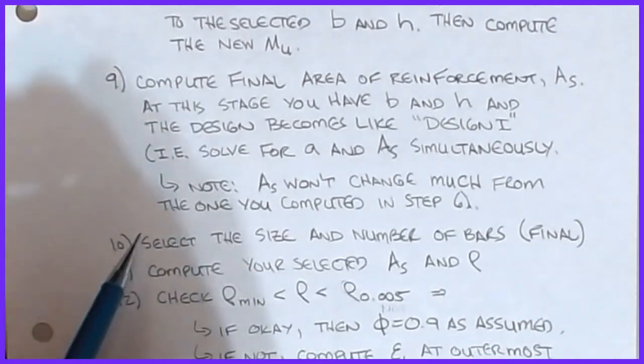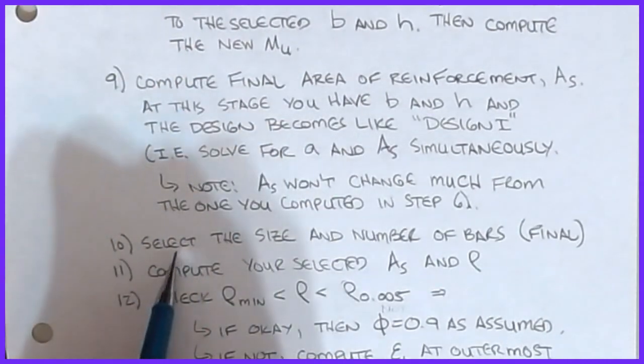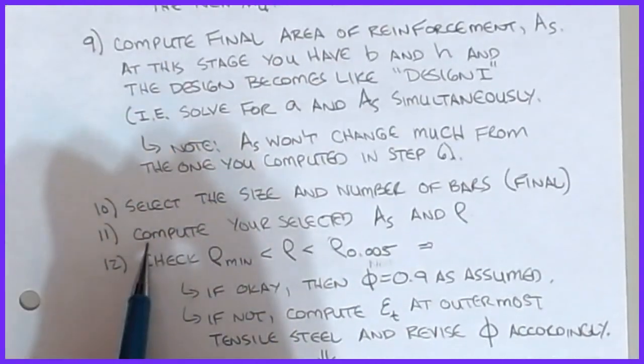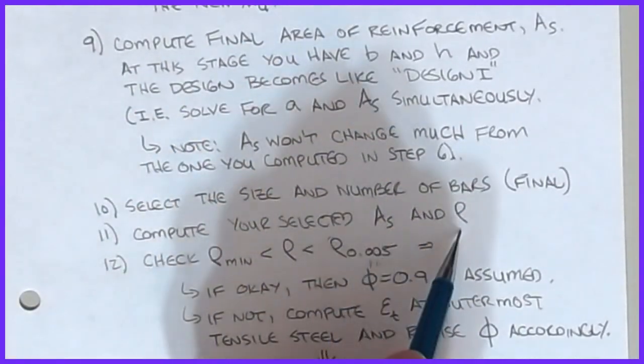Once I've got that final AS, then I can select the size and the number of bars. This is our final selection, which means then I can compute my selected AS and my row again.